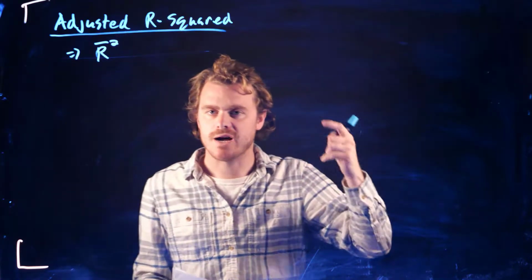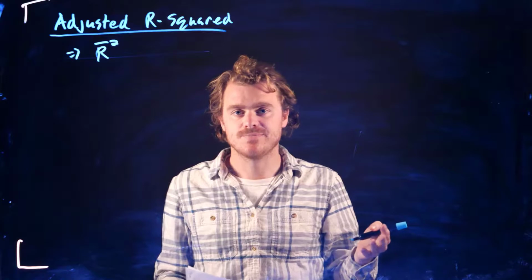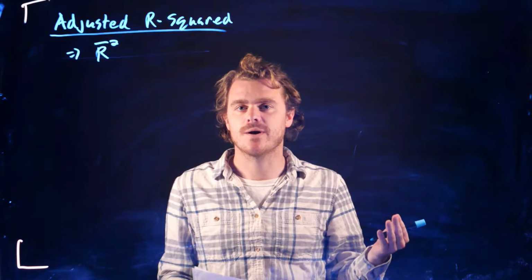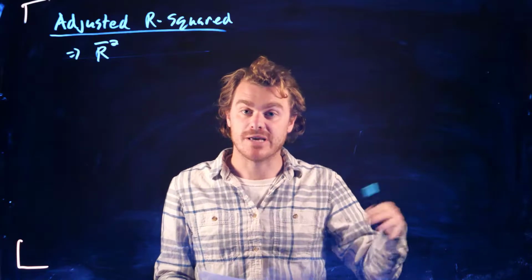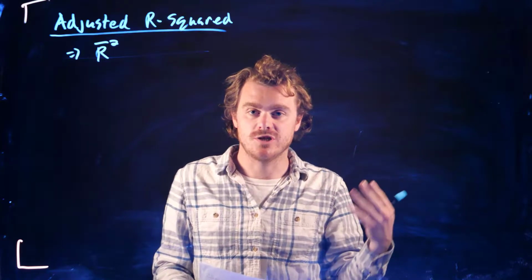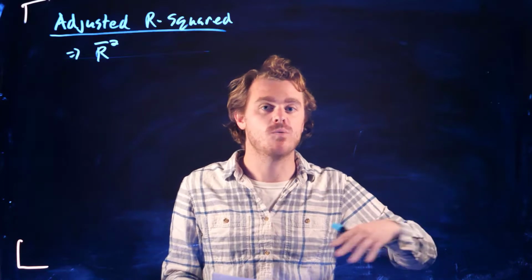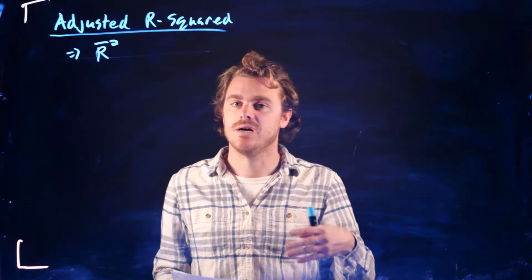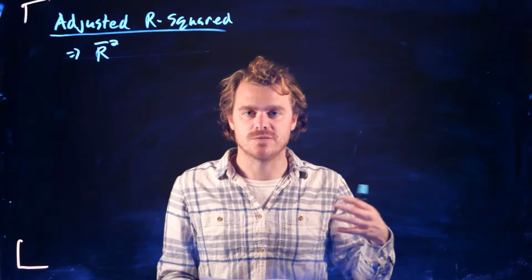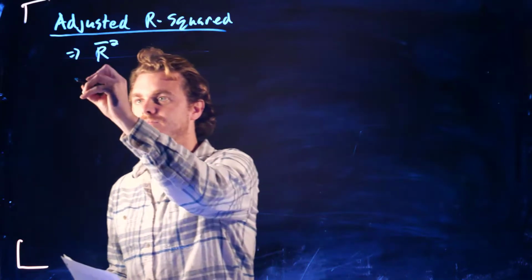So let's first talk about the motivation behind it, talk about how it's a little bit different than R-squared, and we'll talk about an application of when you want to use adjusted R-squared. And that's going to be to choose between non-nested models. So we'll talk about what non-nested models are and how we use it to choose between these non-nested models.